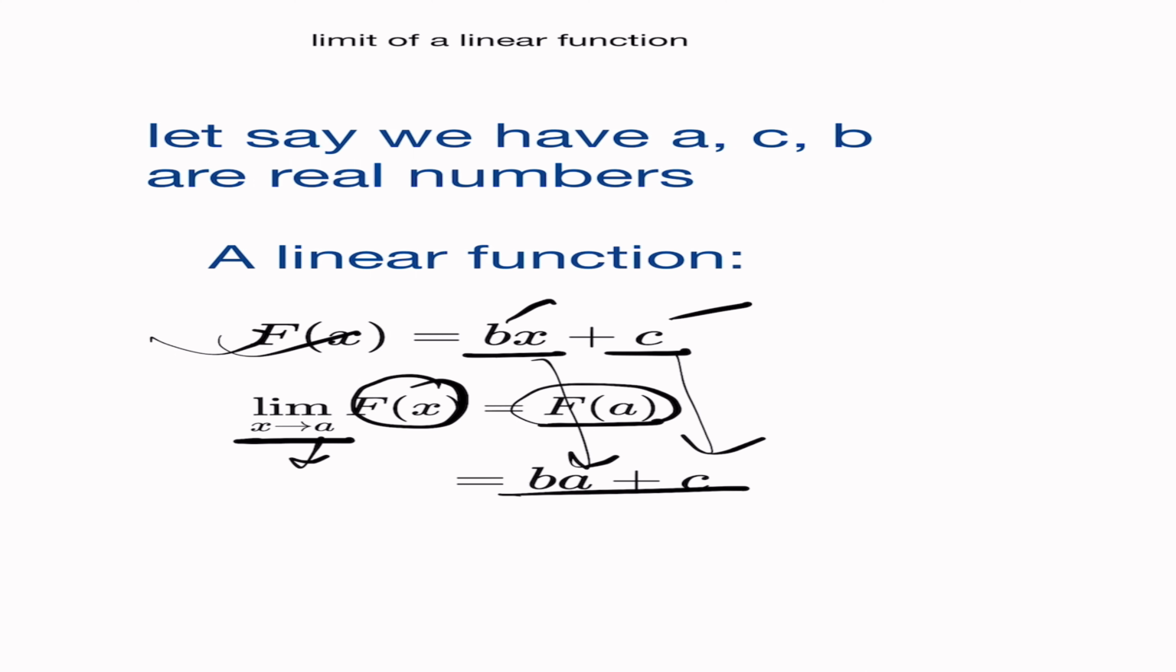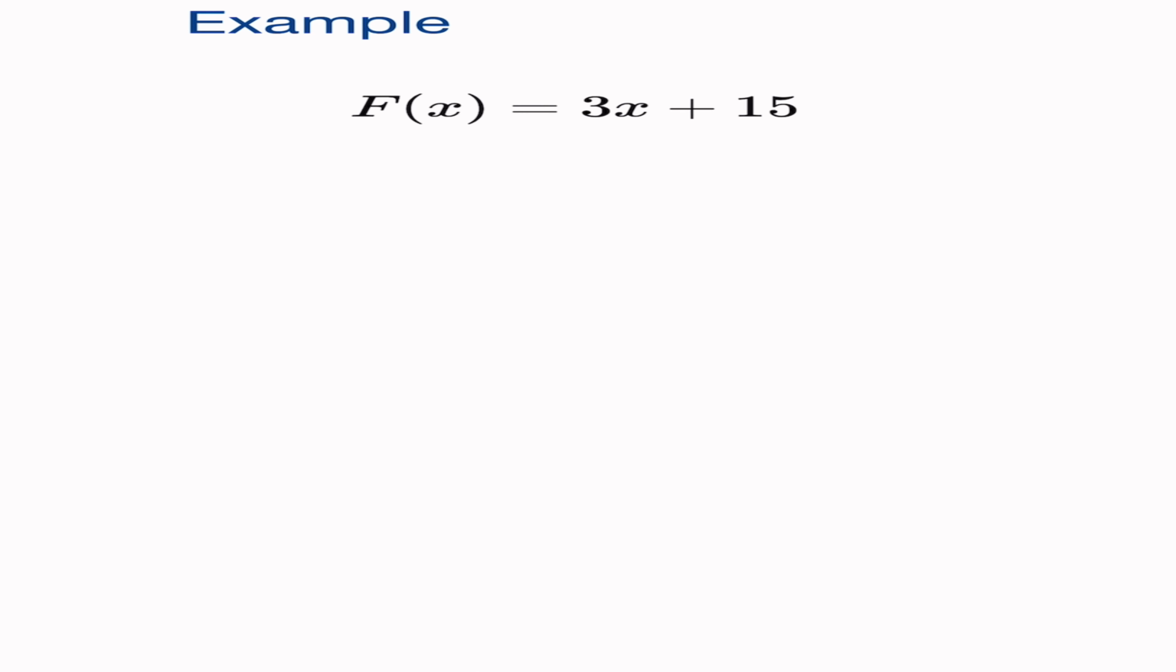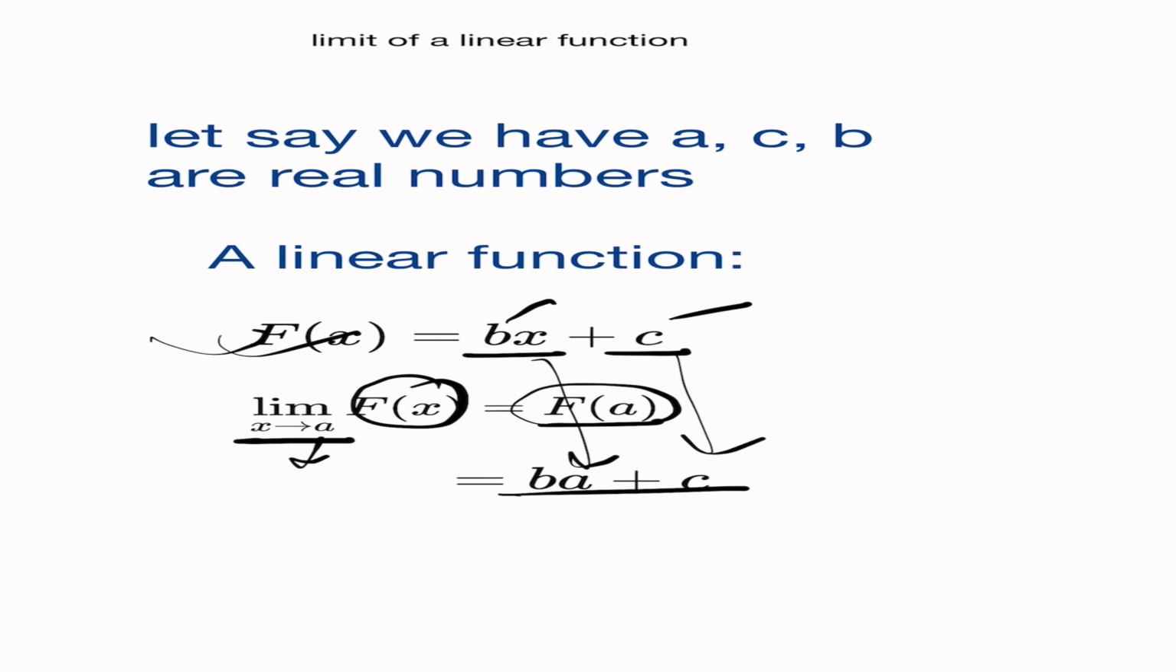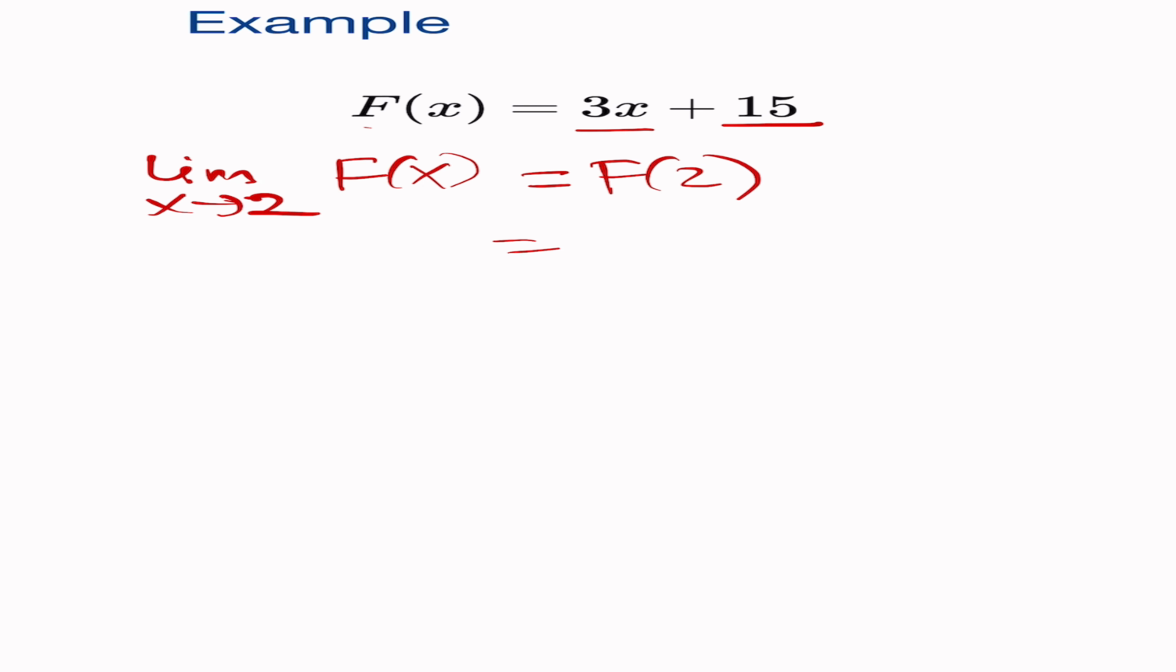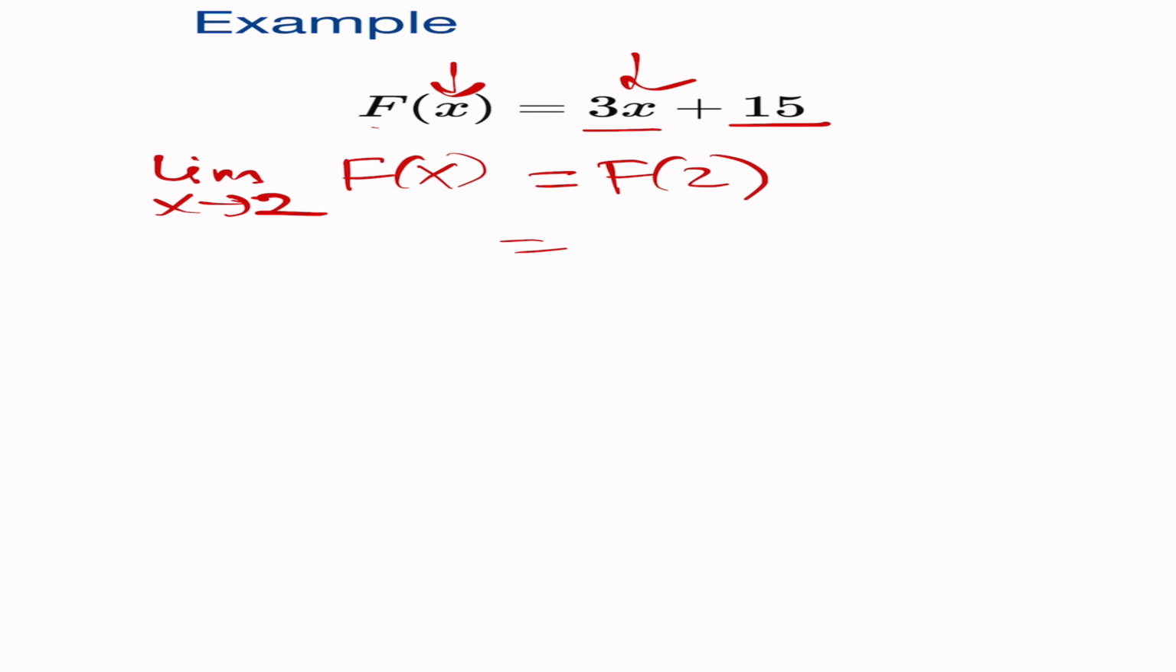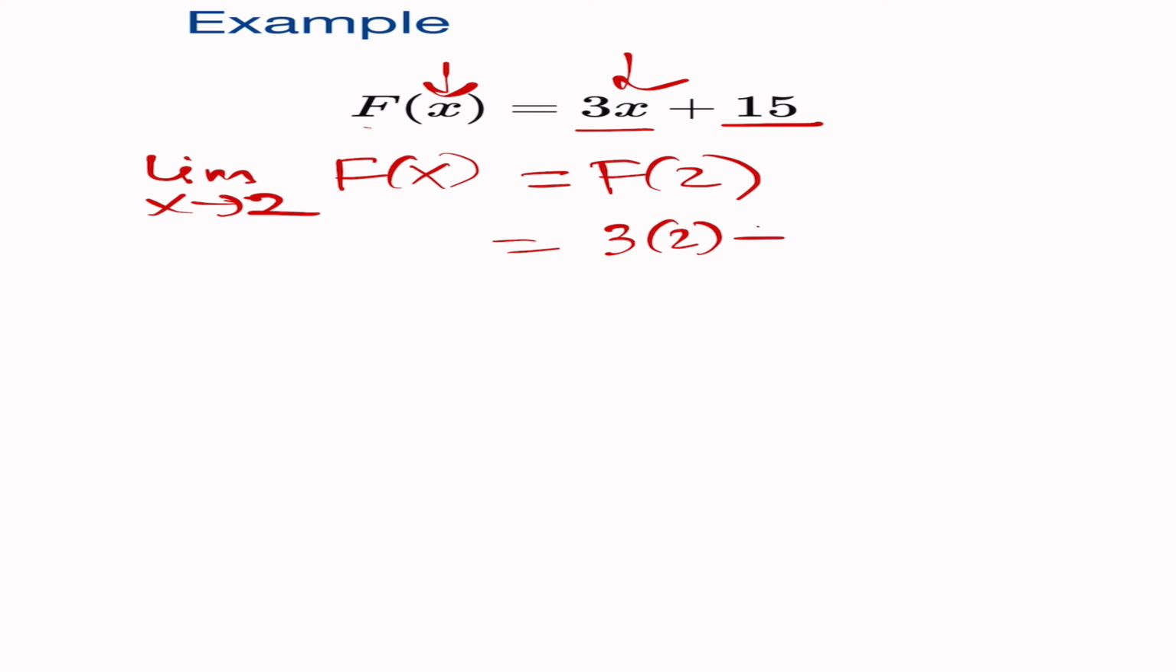Let's do an example that will explain our concept. So let's say we have an example f of x equal 3x plus 15, right? This is a linear function. So let's say we take the limit x approaching to, let's say 2, of f of x, which is simply f of 2. By the linear function definition we just plug in the value 2. So we have 3 times 2 plus 15, which is 6 plus 15, which is 21. So this will be our answer.